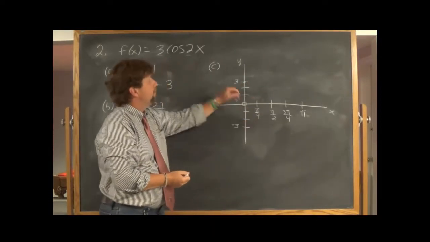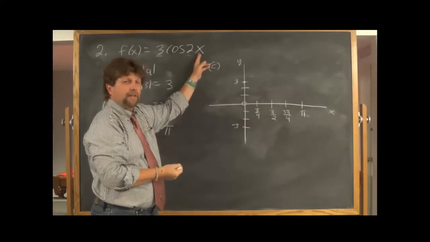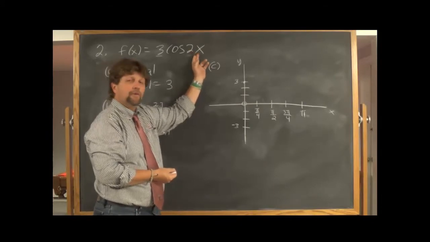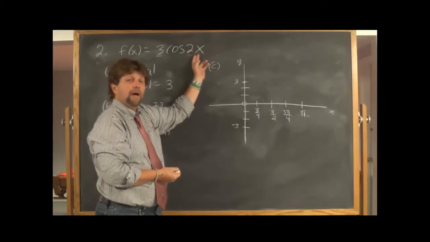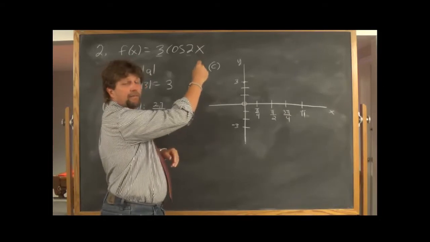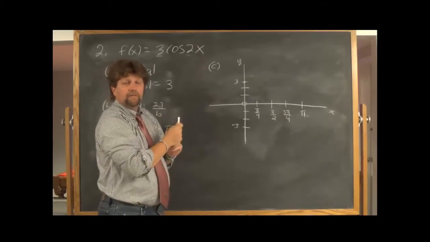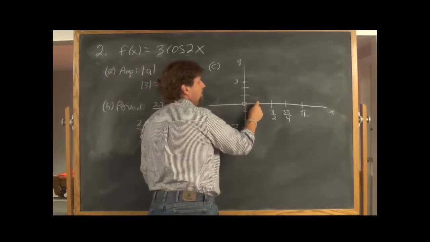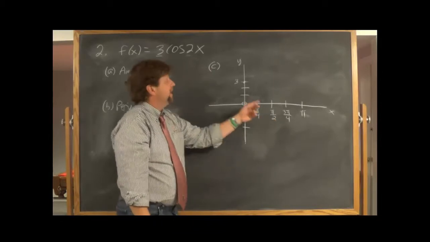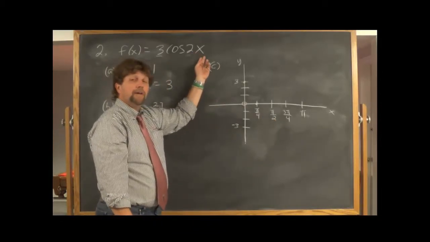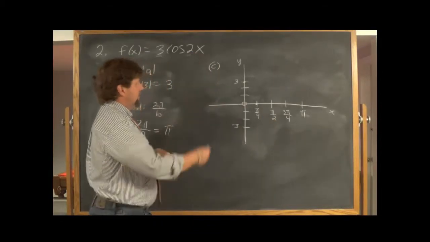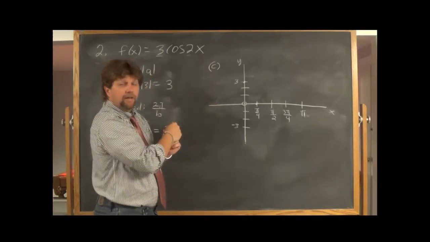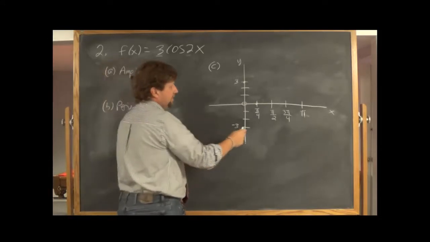Put pi over 4 in here for x. The first thing that happens is it gets multiplied by 2. 2 times pi over 4 is pi over 2. Pi over 2 is up here, the top of the unit circle. The cosine of pi over 2 is 0. 3 times 0 is 0. And likewise, if you put pi over 2 in here for x, 2 times pi over 2 is pi. So that's over here on the unit circle. Cosine of pi is -1. 3 times -1 is -3.